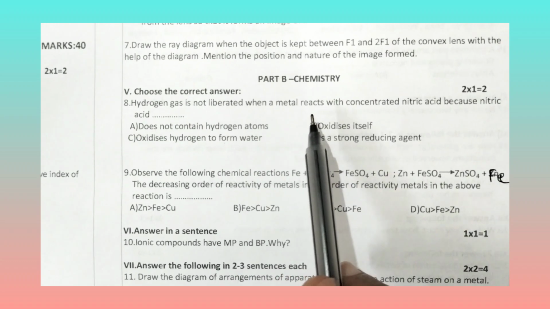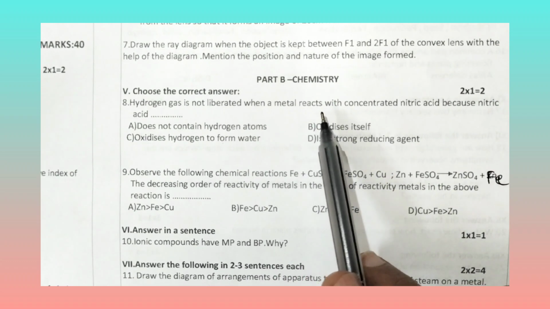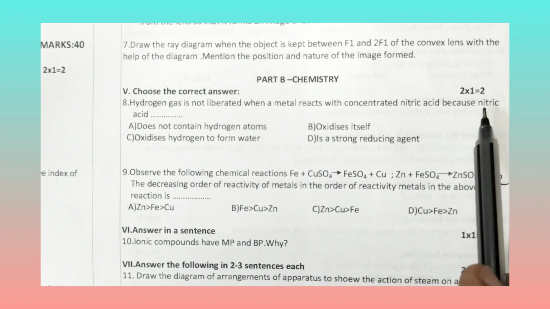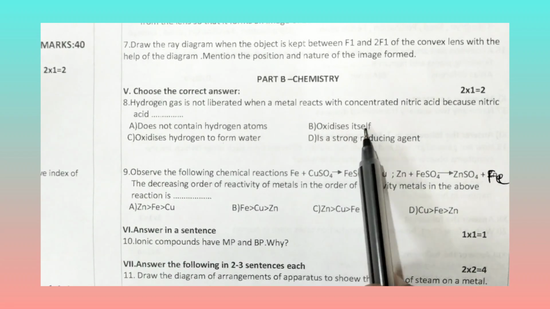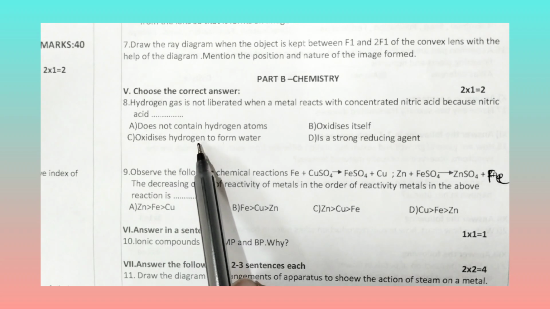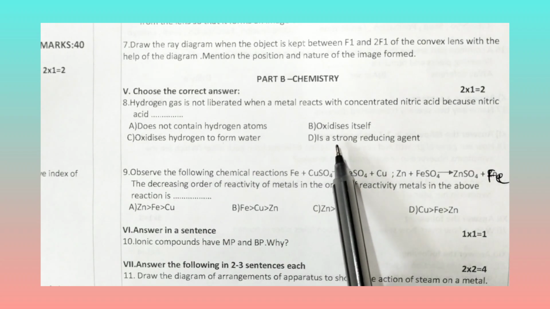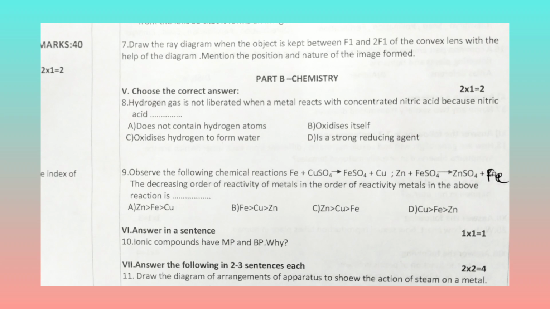Hydrogen gas is not liberated when a metal reacts with concentrated nitric acid, because nitric acid does not contain hydrogen atom, oxidizes itself, oxidizes hydrogen to form water. It is a strong reducing agent.